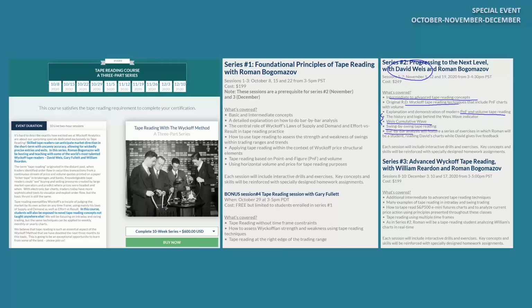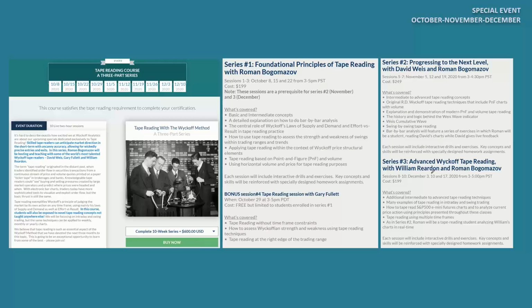Now, during those sessions, I'm going to become a student of David, and David is going to give me a chart to tape read, and in real time I'm going to be tape reading and David is going to give me feedback. So kind of a fun exercise right there. And obviously drills and exercises and homework, it's all going to be there.